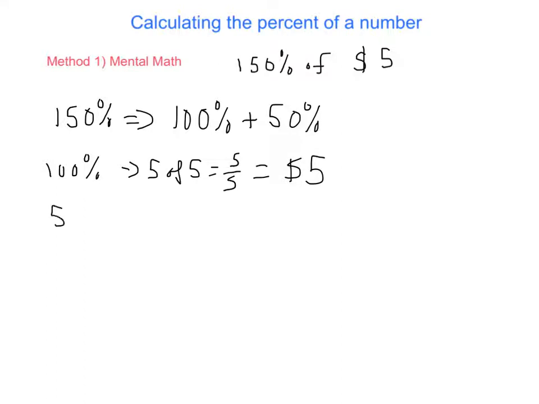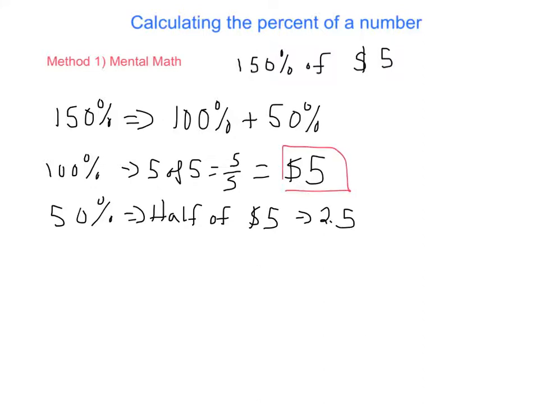So 100% of $5 would be 5. Now we're left with that other 50%. We've got to ask ourselves, what's 50% of $5? Well, that's like saying half of 5. What's half of 5? It's 2.5. So 50% of $5 is 2.5.